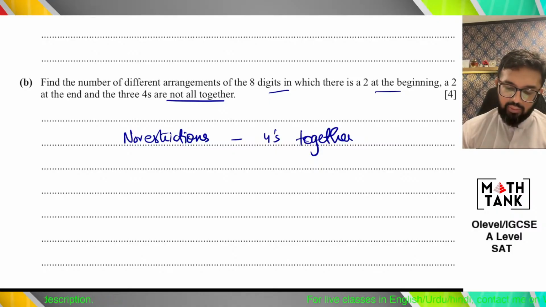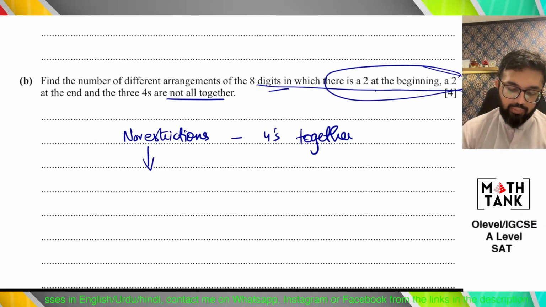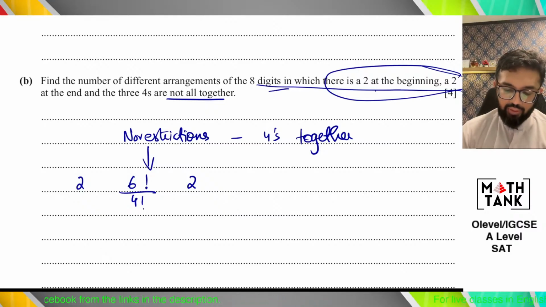In this case, the no restrictions would need to have the other restriction at least: the two at the beginning and the two at the end. So this case would be a two at the beginning and two at the end. The other numbers are 6 factorial divided by 4 factorial. So that's the no restrictions case.